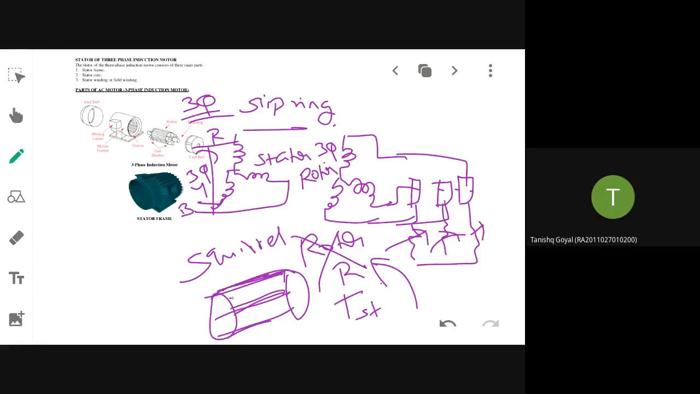So squirrel cage and slip ring are types of rotors which are used in motors. Depending upon the rotor construction only, you are having two types of classification. Suppose if you are doing the rotor construction like this, then it is squirrel cage. If you are doing the connection like this, then it will be slip ring. Understood? Yes, ma'am. And one more important difference is in which case you will be able to vary the rotor resistance.